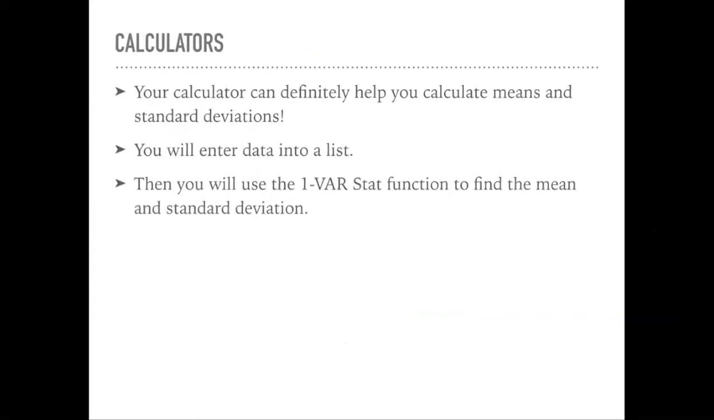Now, your calculator can definitely help you calculate means and standard deviations. To do this, you're going to enter your data into a list. Then you're going to be using the one-var stat function to find the mean and the standard deviation. And I should say that this is for if you're using like a TI 83 or 84 series calculator. This is any version of the 83 or 84. So you're going to enter your data into a list and then you use the one-var stat function.